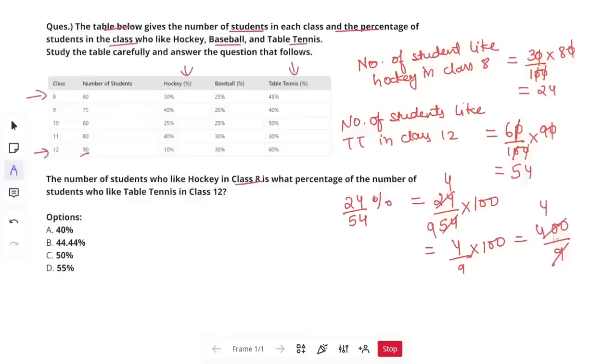If you try to cut it, it will be like 4. So 4 9s are 36, and then again 4. So again it will be 4.44. In this way it will go. Okay, so the correct answer in this case is going to be option number B, which is 4.44.